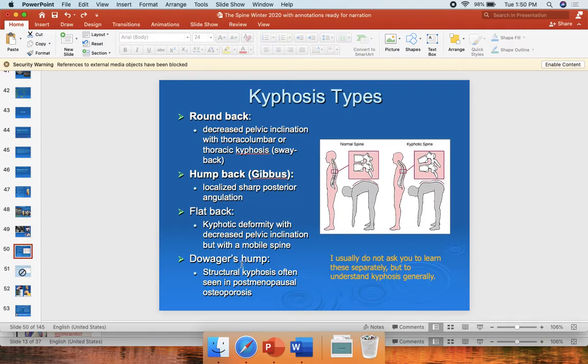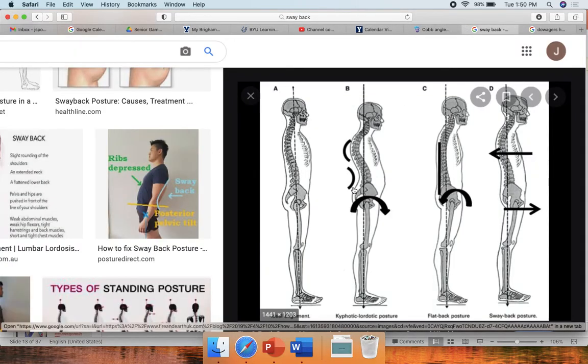And then the last one is a dowager's hump. Chances are you've seen a dowager hump. It's especially apparent in postmenopausal women, and it's often associated with some osteoporosis. So a couple images here of these.